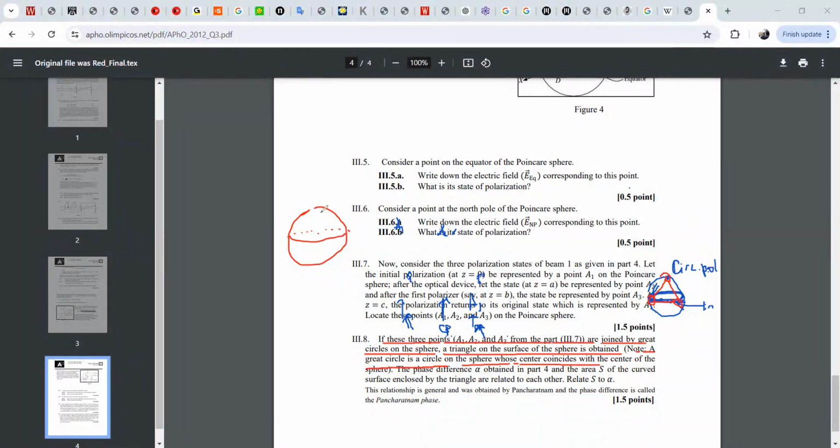You have center. We are sure that one point is here. We are sure that another point is here. And not sure, but we are sure 2 points are along the equator, right?